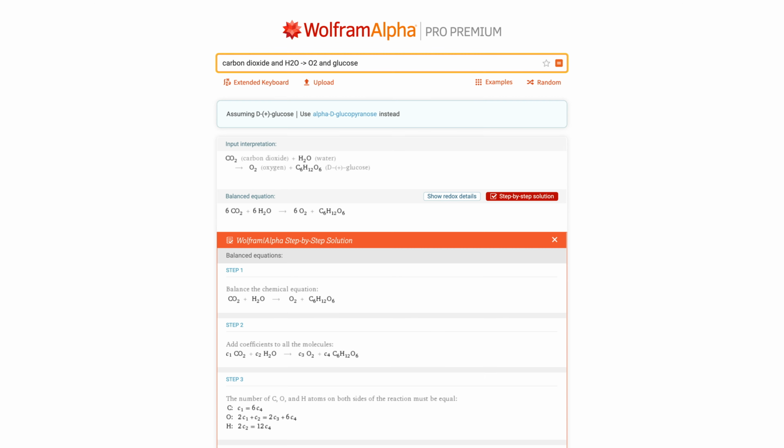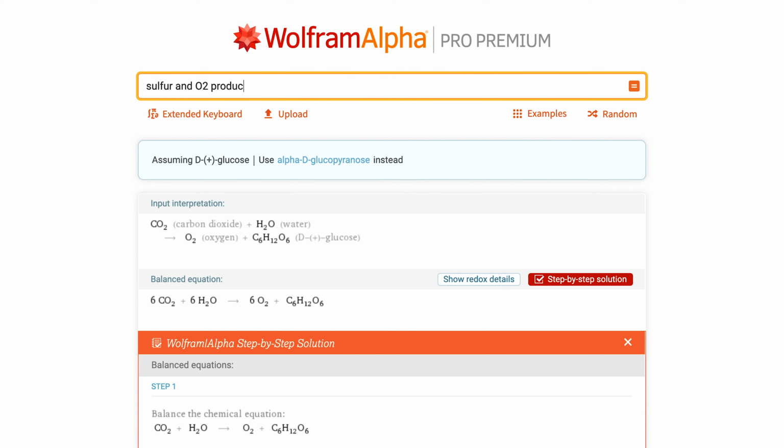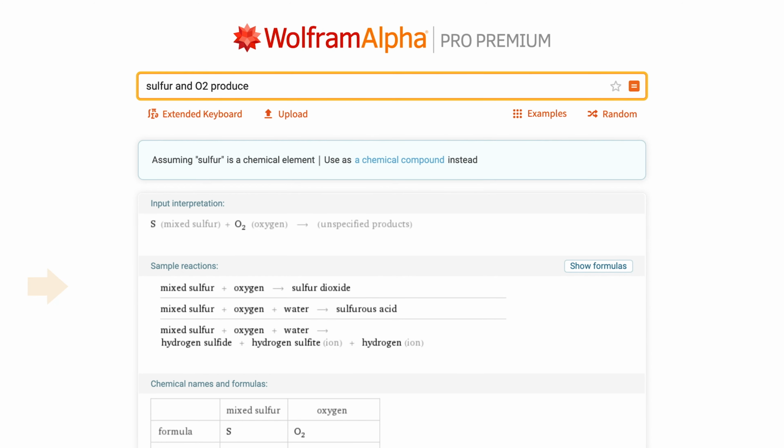If only reactants are provided, for example, sulfur and O2 produce, Wolfram Alpha generates some possible reactions containing those reagents.